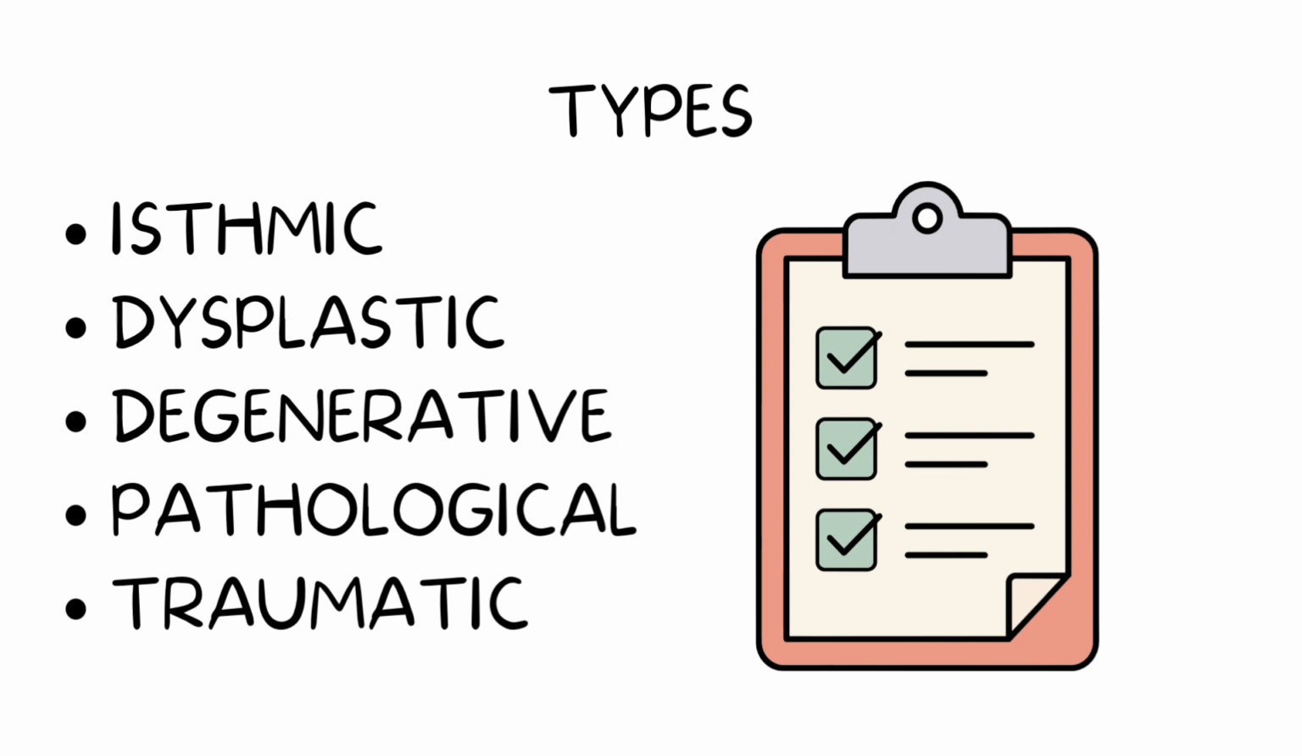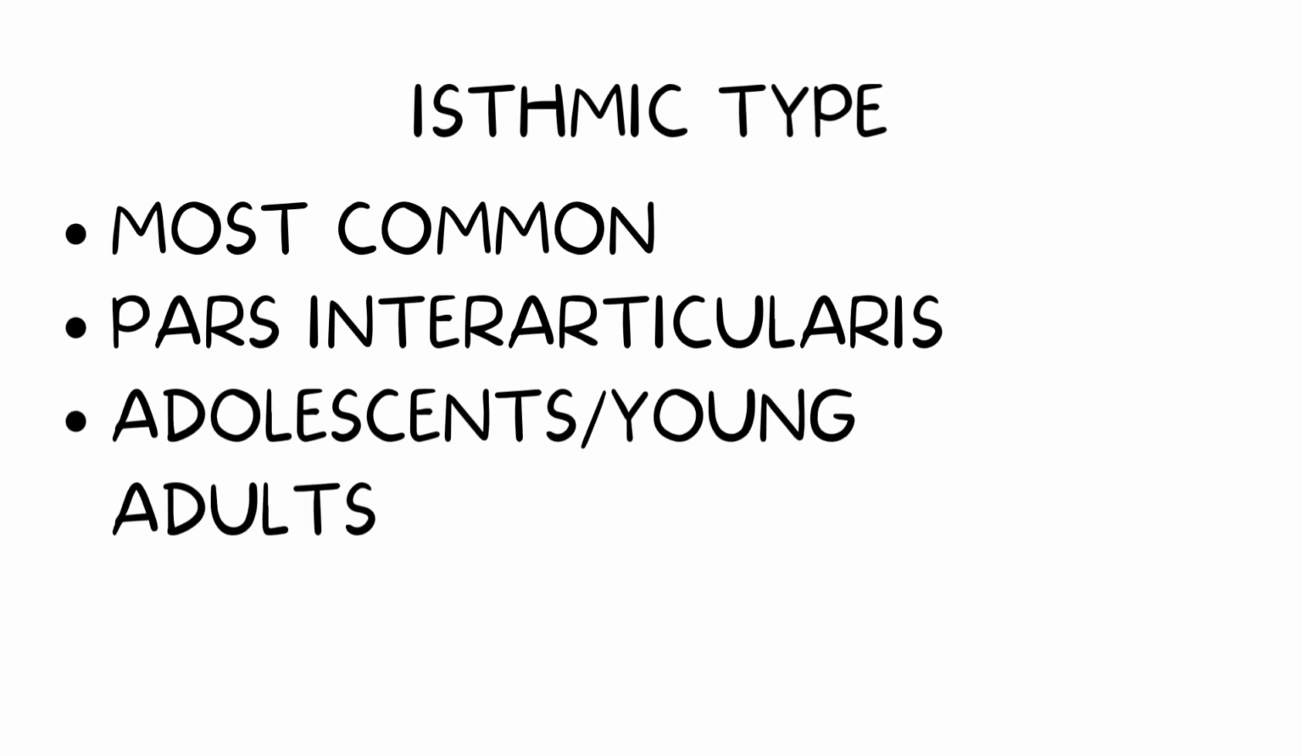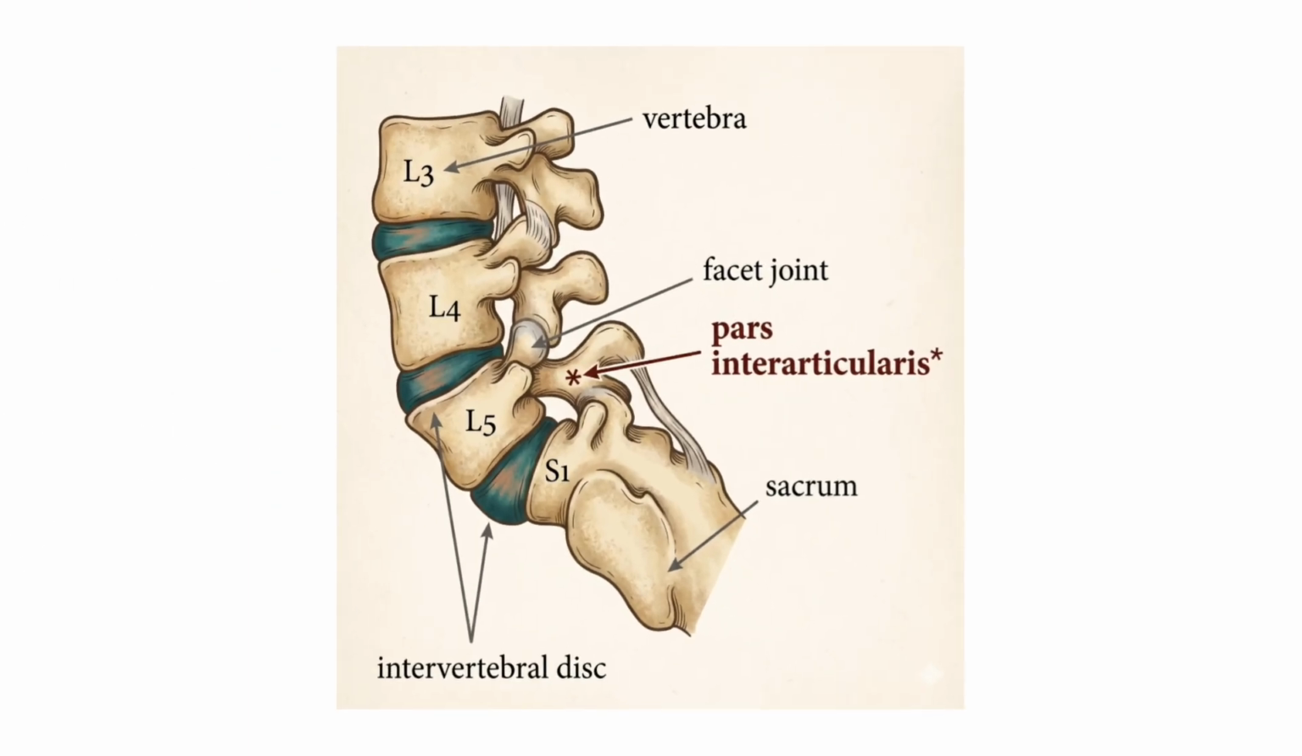Let's see a few key points about each type. Isthmic type is the most common type. Here the problem is in the pars interarticularis part. It is usually seen in adolescents and young adults. Here you can see a representation of the lower lumbosacral spine and the pars interarticularis is highlighted. It is present in between the superior articular facet and the inferior articular facet, as you can see here.